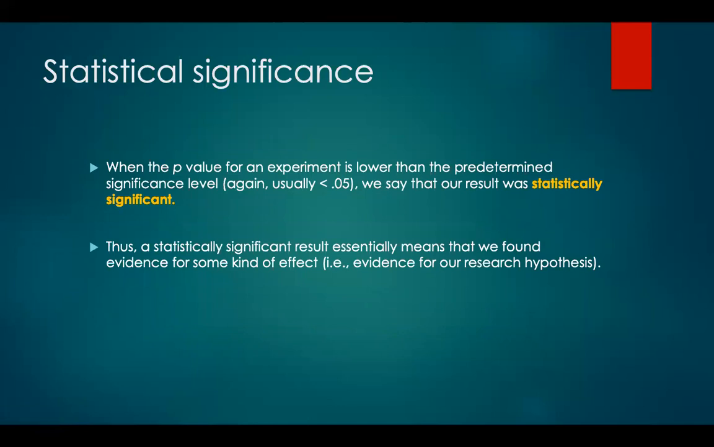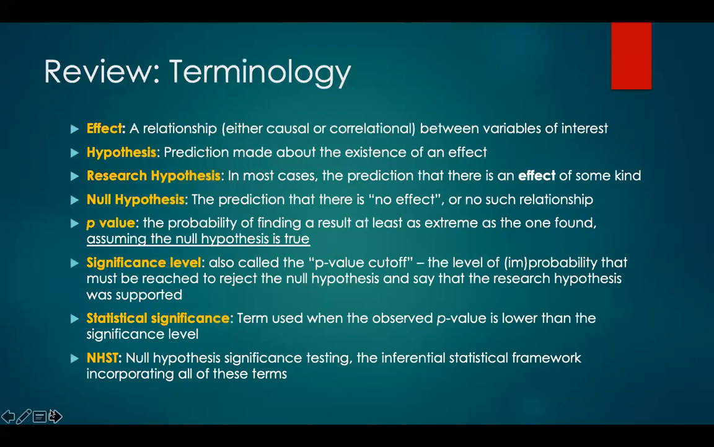So when a p-value in an experiment is lower than the predetermined significance level, which is usually set at 0.05 prior to collecting data, we say that our result was statistically significant. Thus, a statistically significant result essentially means that we found evidence for some kind of effect, or evidence for our research hypothesis. So let's review the terminology we've covered so far.